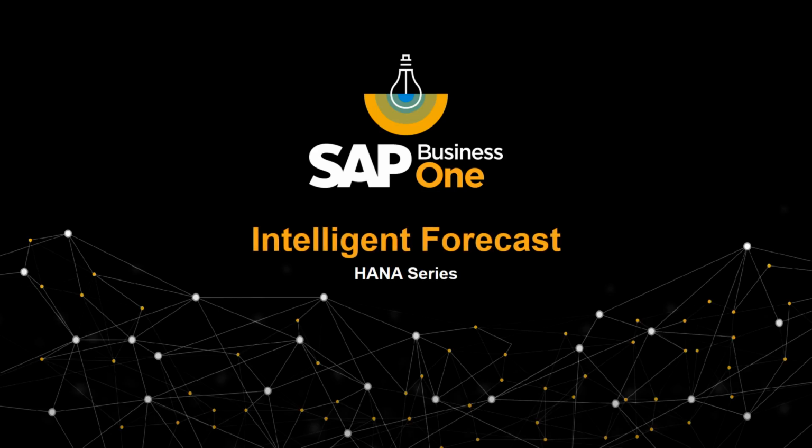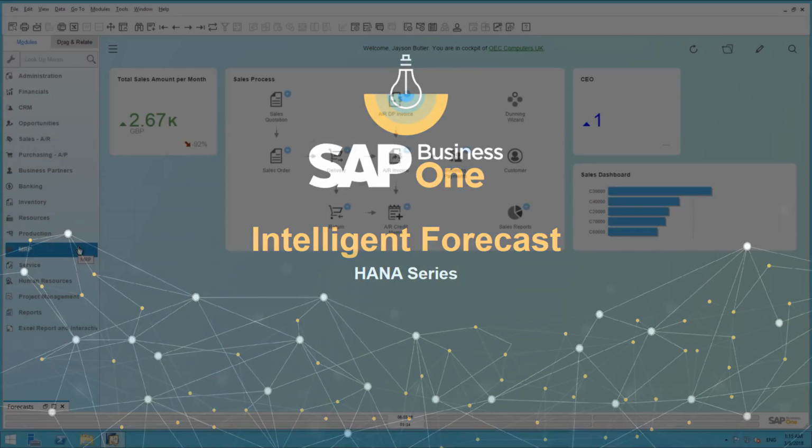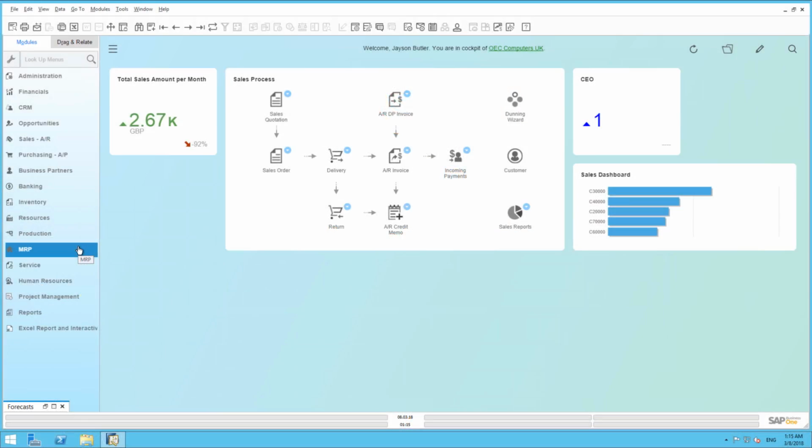Welcome to the SAP Business One HANA series on intelligent forecasting. SAP Business One uses statistical methods to analyze your past data and provide estimations for demand based on historical trends using the Intelligence Forecast tool.